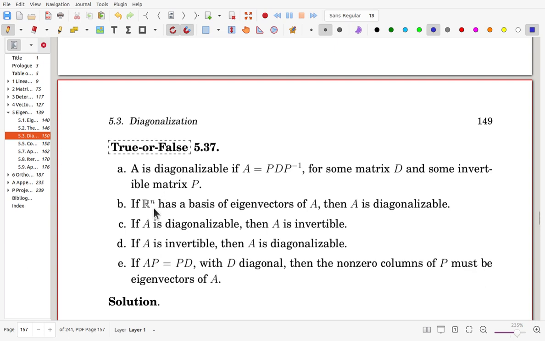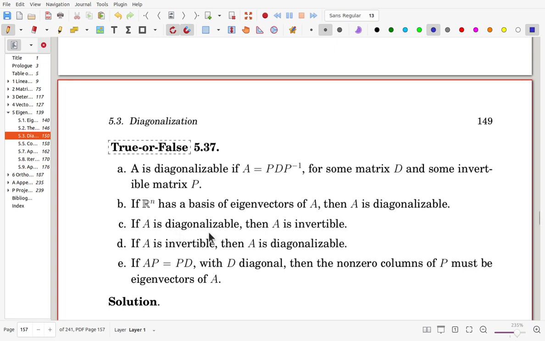If R^n has a basis of eigenvectors of A, then A is diagonalizable. Is it true? Yeah, it must be true. R^n has a basis of eigenvectors of A means that there are n linearly independent eigenvectors, so it is diagonalizable.